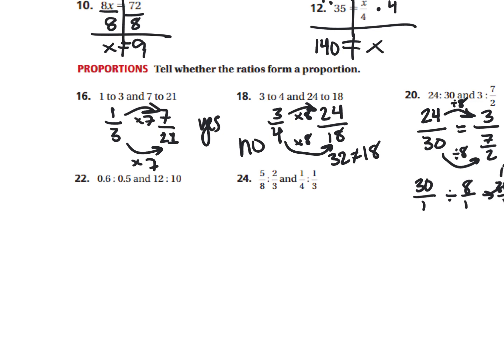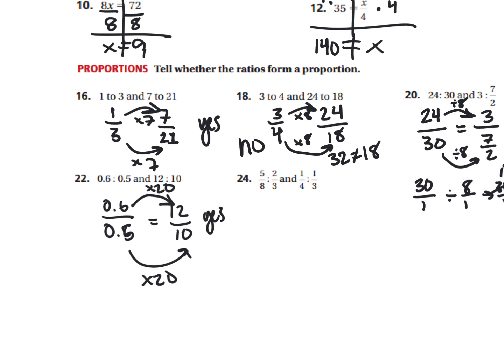Number 22. I have 0.6 over 0.5 being equal to 12 over 10. This right here, 5 times 2 is 10, but since I have 0.5, this is really just times 20. 0.6 times 20 is 12, so this would be a yes.